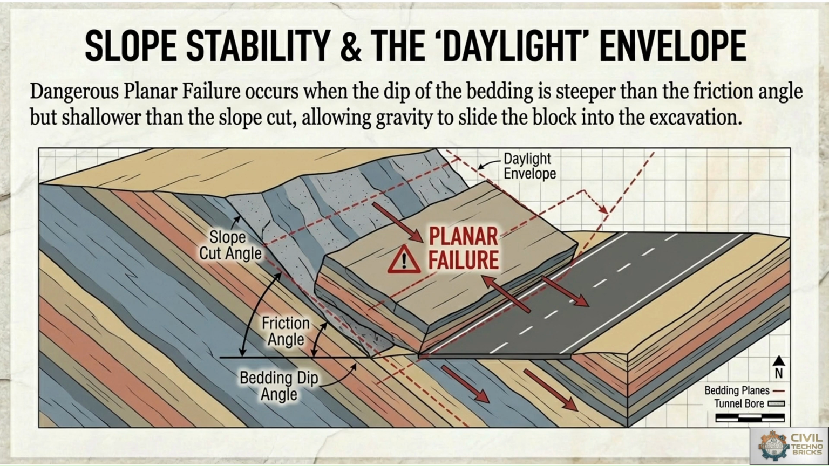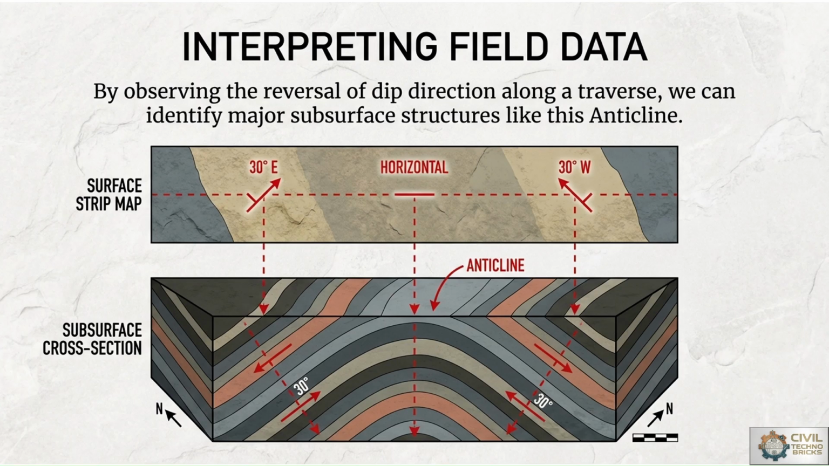Therefore, engineers must analyze geological orientation carefully while designing highway cuts, open excavations, and hill slopes. Here we are interpreting the data with reference to field observations. By observing the reversal of dip direction along a traverse, we can identify major subsurface structures like an anticline, or the syncline nature of the rocky masses below the earth surface. The surface strip map is there, and the subsurface cross section is below that surface strip.